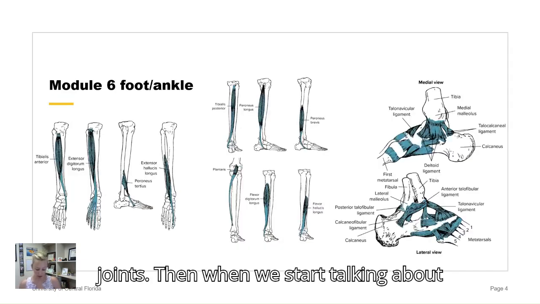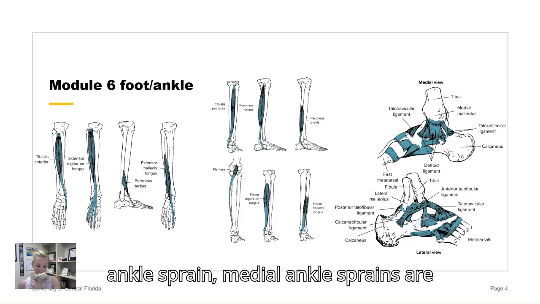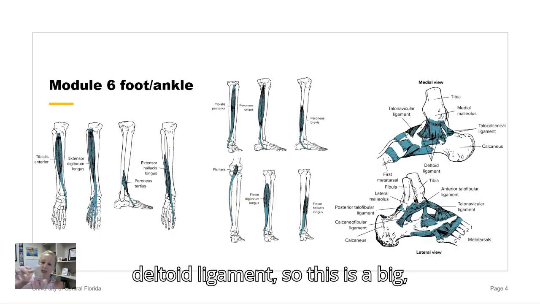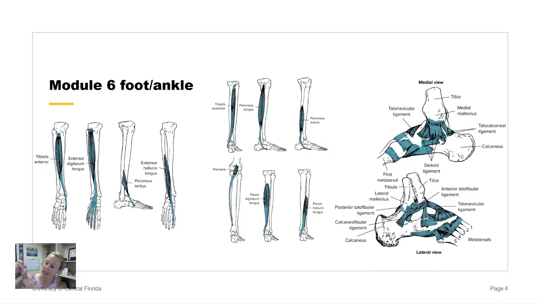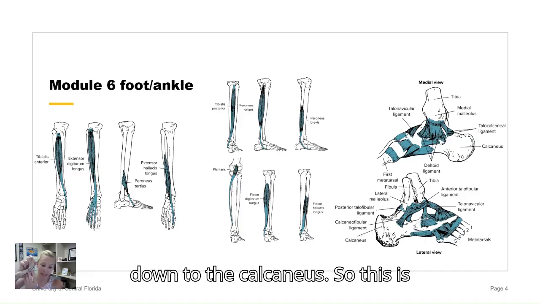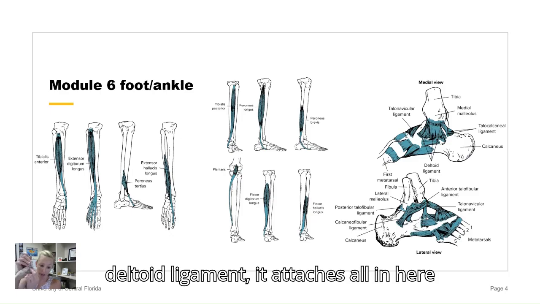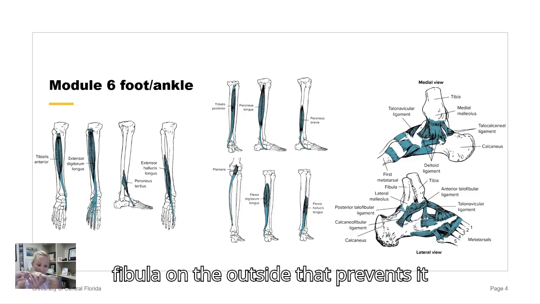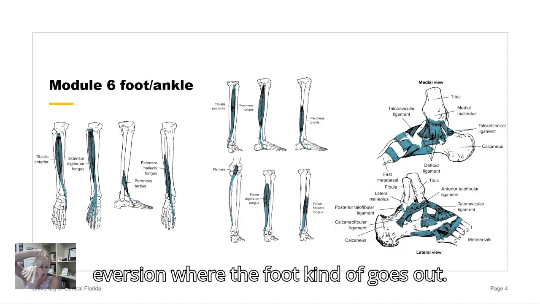Then when we start talking about ankle ligaments, when we talk about a medial ankle sprain versus a lateral ankle sprain, medial ankle sprains are less likely to happen because I have this tape here to act as the deltoid ligament. So this is a big, thick ligament that attaches from the medial malleolus down to the calcaneus. So this is our deltoid ligament, attaches all in here, actually, lots of attachments. And it is hard to sprain because you have your fibula on the outside that prevents it from really everting. So this prevents eversion where the foot kind of goes out.